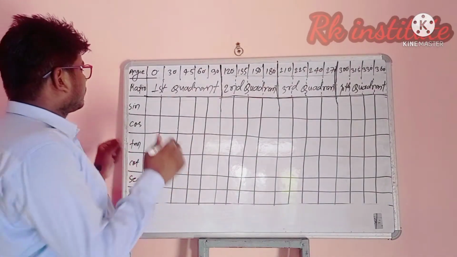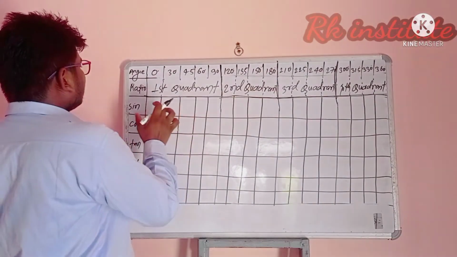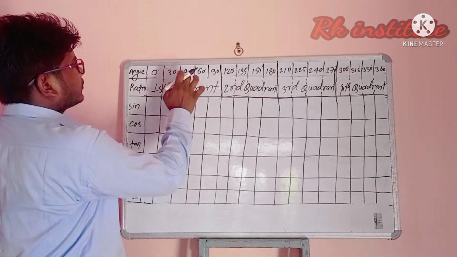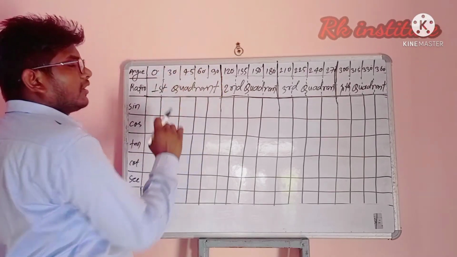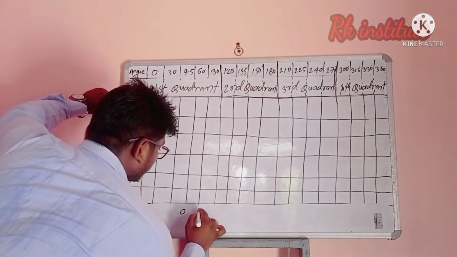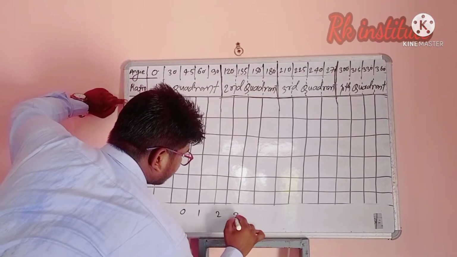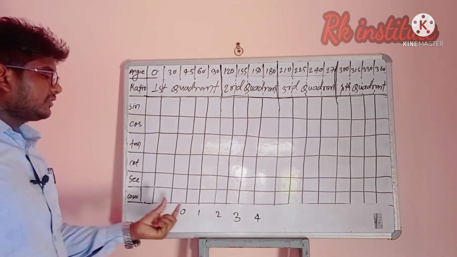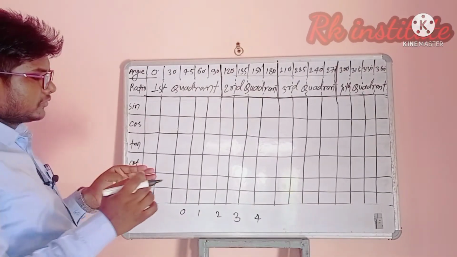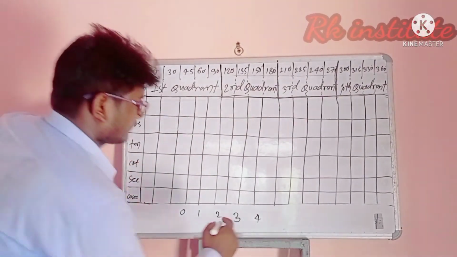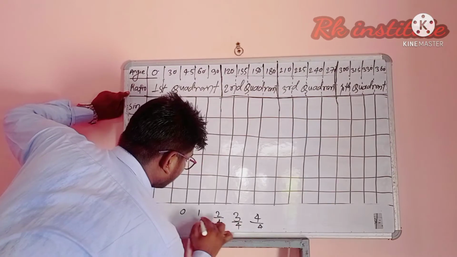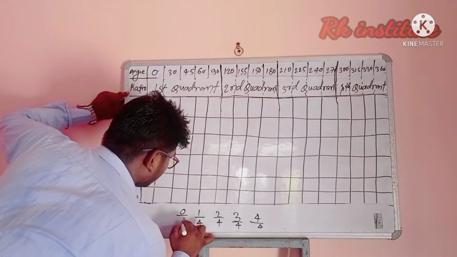Now, from the first quadrant, first the angle sine. How many numbers? 1, 2, 3, 4, 5. From 0 to 4. So first you take 0, 1, 2, 3 and 4. This is our number from 0 to 4, and we have to divide each by 4.